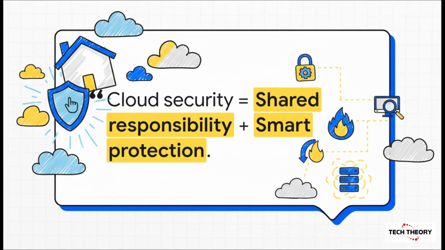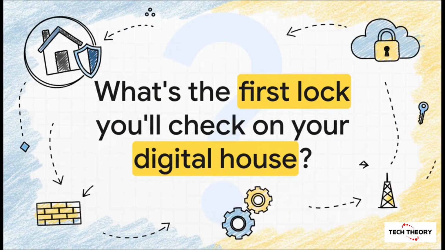So if you remember just one thing from all of this, let it be this simple formula. Good cloud security isn't about buying some single magic product. It's a combination of two things: understanding that it's a shared responsibility, and then applying smart, consistent protection. And that brings us to our final thought. Now you know the layout of your digital house, and you know about the tools you have to protect it. So the only question left is, where are you going to start? So really think about it. What's the first lock you're going to go check on your digital house today?